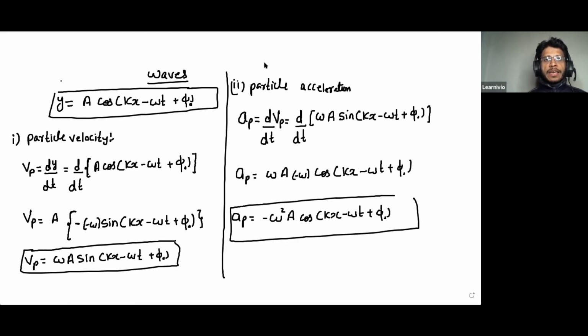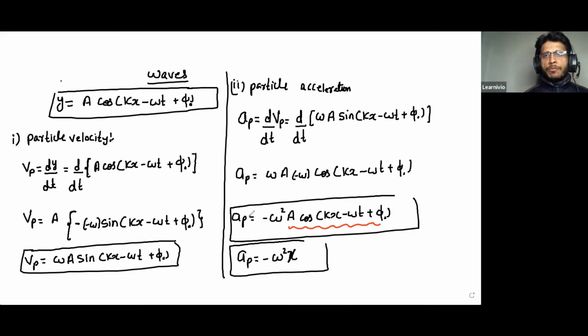If you want, you can write this A cos(kx minus omega t plus phi naught) as y. So the particle acceleration comes out to be minus omega square y. If you look at these equations very carefully, they are almost the same as what you got in SHM. You got the same equation of acceleration in SHM, and the same type of equations for velocity. So basically, the particles of the medium are oscillating simple harmonically. That's why the equations of velocity and acceleration of the particle match with those of SHM. So that is particle velocity and particle acceleration. There is one more velocity, which is known as wave velocity.